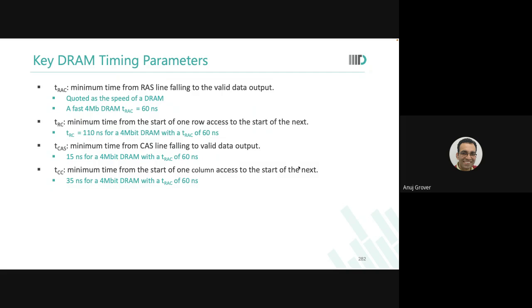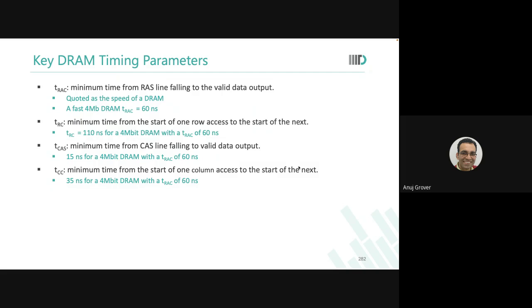Are you able to see this? And because TCAS is much shorter than TRAC, my access is much faster. This is called burst mode access, where I will access many adjacent words without accessing the array of the DRAM. And my overall DRAM throughput increases.